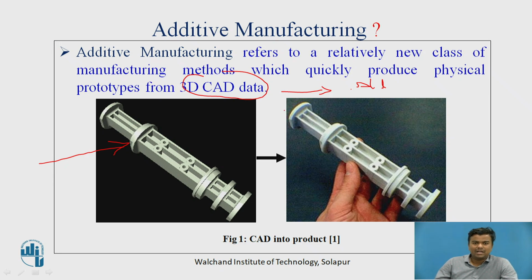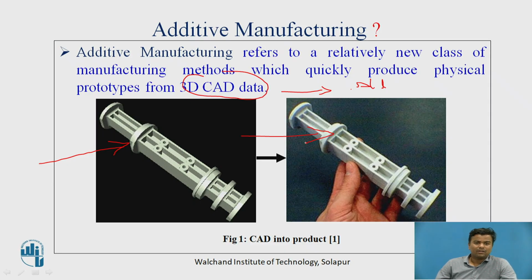So what is meant by additive manufacturing? We can convert the design into a product or prototype with the help of a particular machine tool, which is called a 3D printer. Additive manufacturing has different types of processes like stereolithography, fused deposition modeling, or maybe selective laser sintering, selective laser melting, and so on.